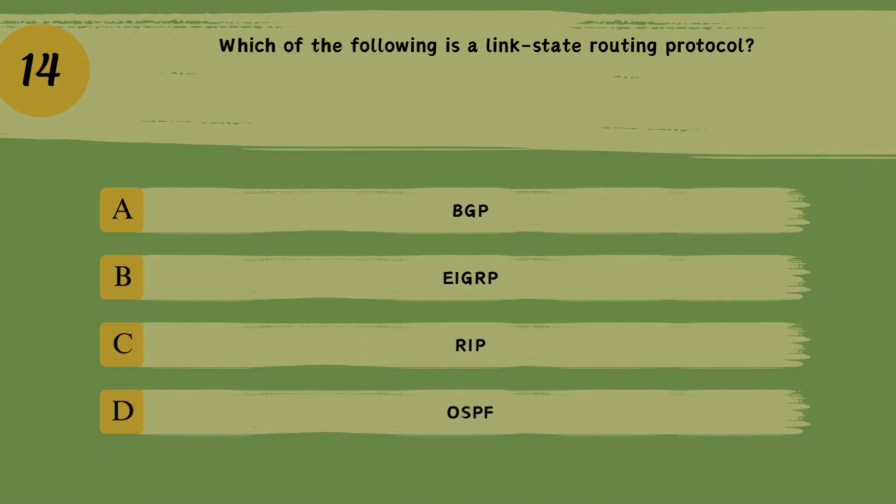Question 14. Which of the following is a link state routing protocol? A. BGP. B. EIGRP. C. RIP. D. OSPF. Correct answer. D. OSPF.